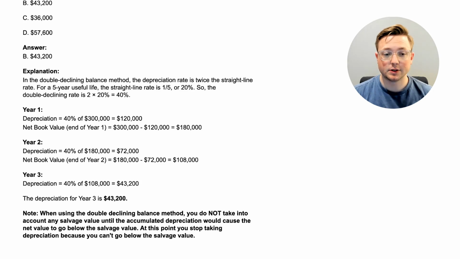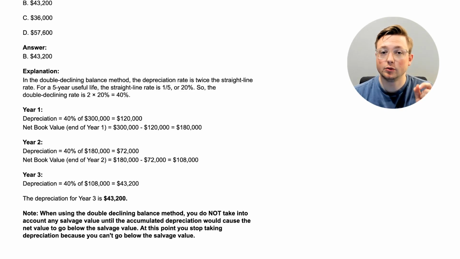All right, here we are. The answer is B, $43,200. So let's walk through this. It's not too difficult. You just need to know how this works. In the double declining balance method, the depreciation rate is twice the straight line rate. For a 5-year useful life, the straight line rate is 1 out of 5, or 20% each year, right? But with the double declining rate, we use double that rate, so it's going to be 40% each year.